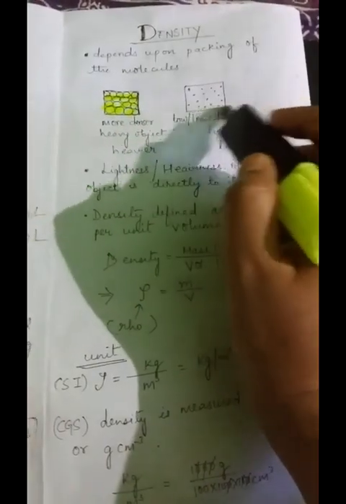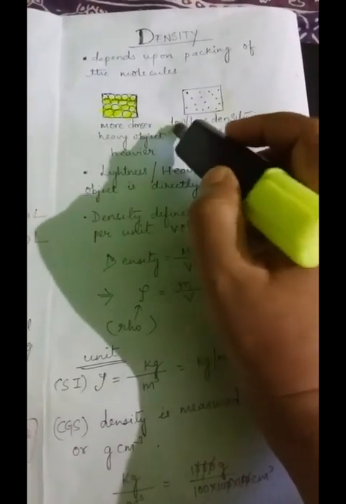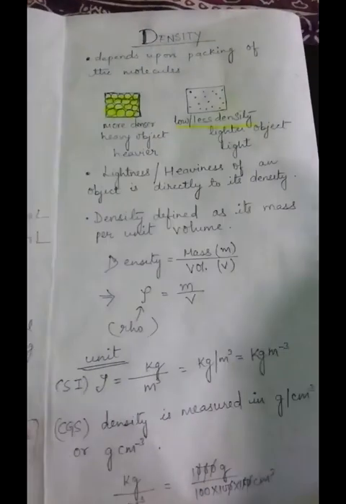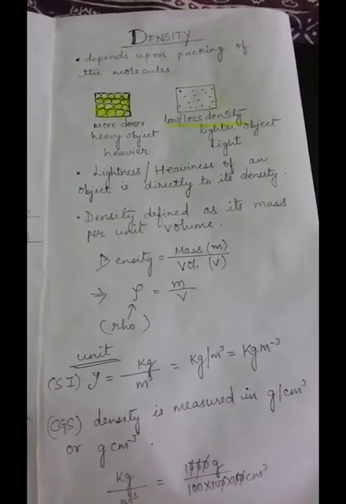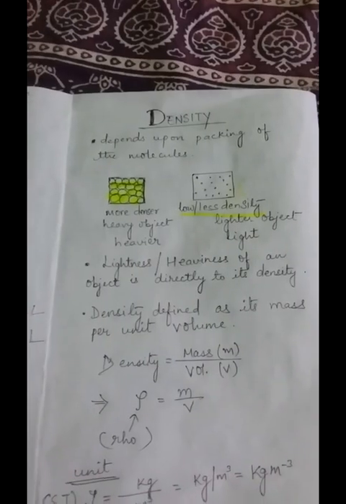And here if you see this packing, the molecules are loosely packed and it has a low density, or it is less dense, a lighter object, or you can say light in weight. So a heavy object has more mass than a light object.